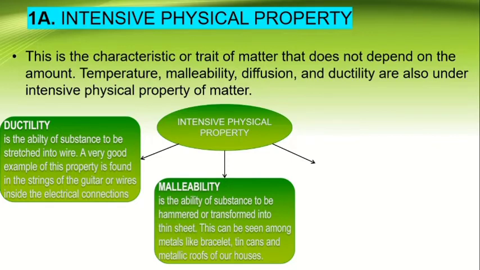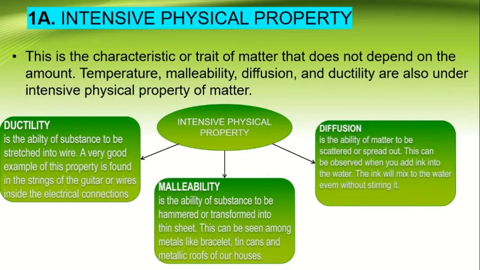Is it easy that one metal can transform automatically, like magic? So they are hammered, like what is called mapanday. Alright? Even the knives, that also is included in malleability.